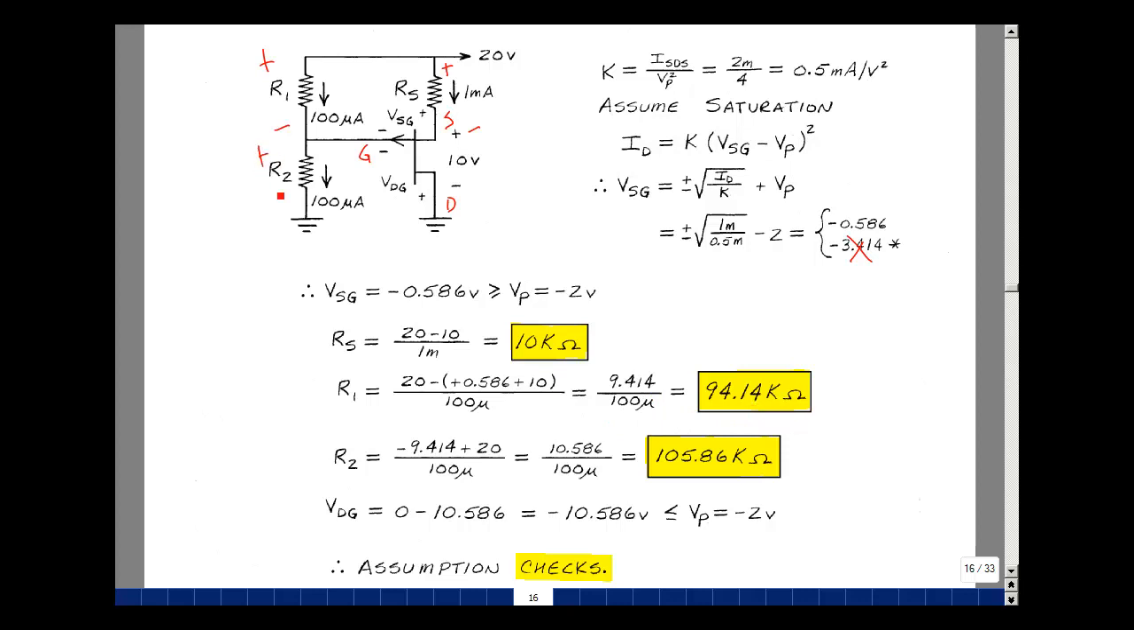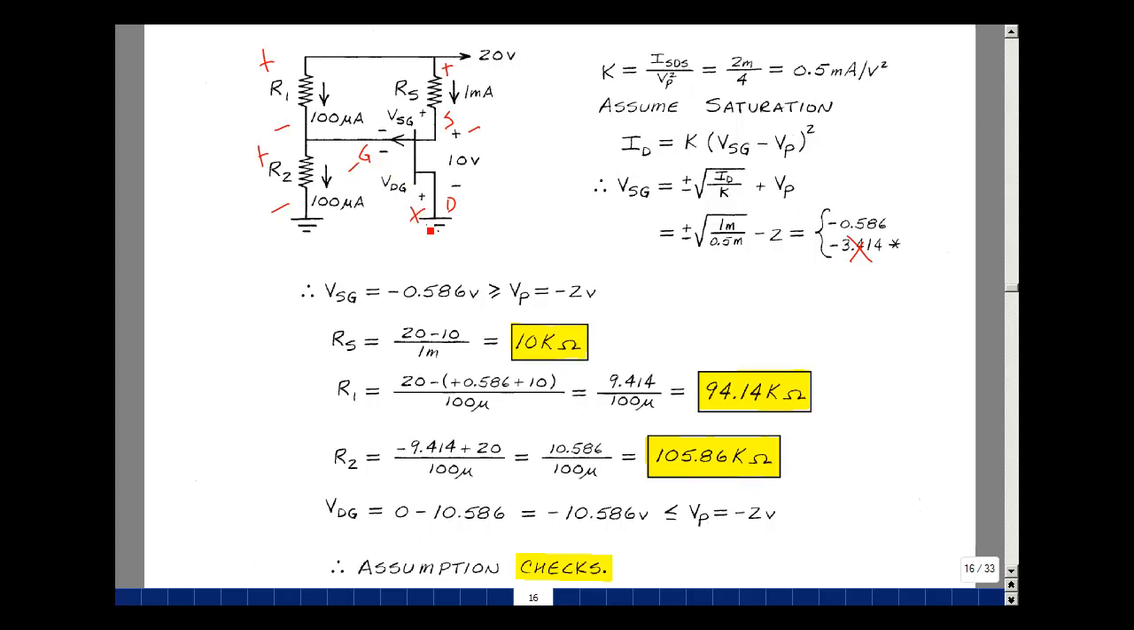The resistor R2, same thing. We'll find the voltage across it, divide by the current of 100 microamps. We just solved for the voltage across here. It was 9.414 minus that voltage plus 20, divided by the current would be 10.586 divided by 100 microamps. That's 105.86K.